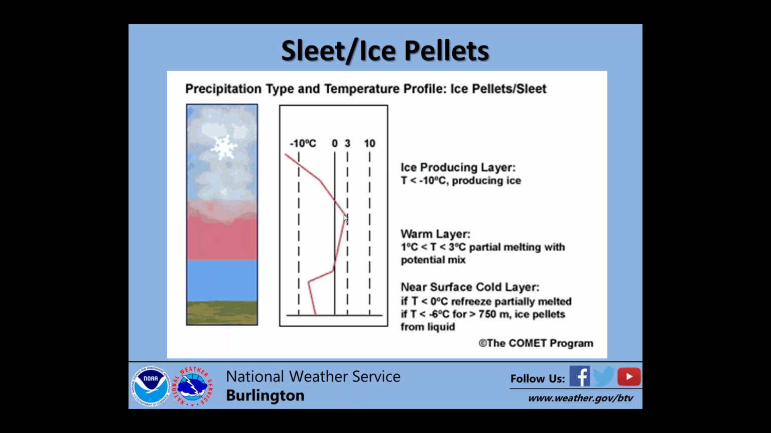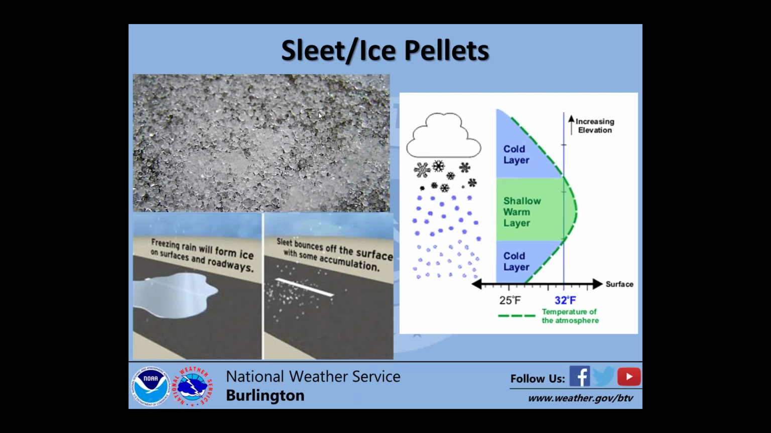Not very warm. It's only about 1 to 3 degrees Celsius, so partial melting occurs, and then as you get closer to the surface, as it continues to fall, the temperature falls back below freezing, and therefore it forms that little ice ball or ice pellet and bounces off the ground. You can see some photos on the left-hand side.